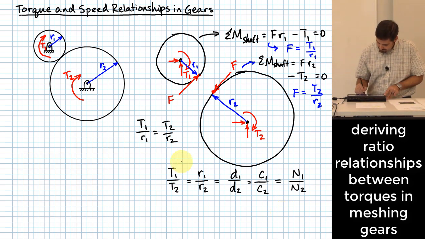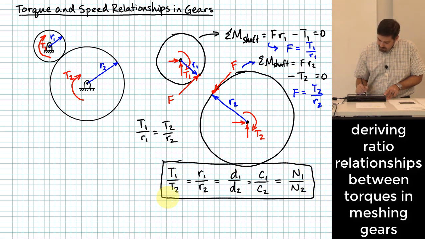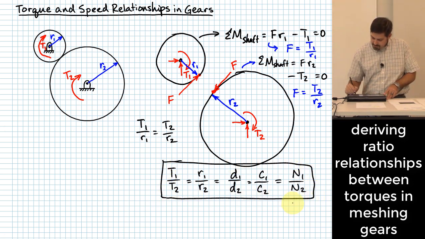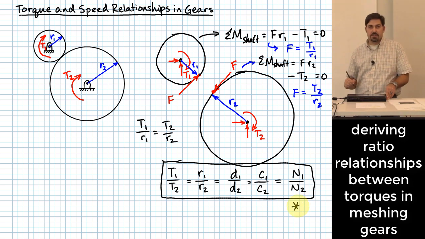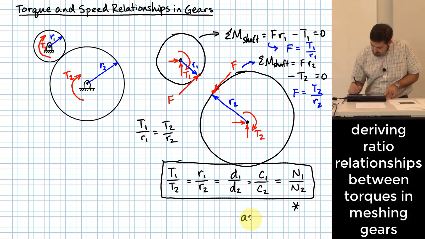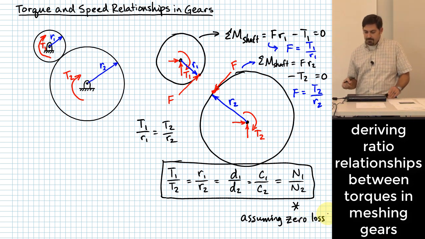I guess I'll put a box around that. I'm also going to put a little asterisk right here because we're going to change this up a little bit in a few minutes. This is assuming zero loss. We'll discuss that a little bit more in just a few minutes. But right now we're assuming there's no loss happening anywhere.